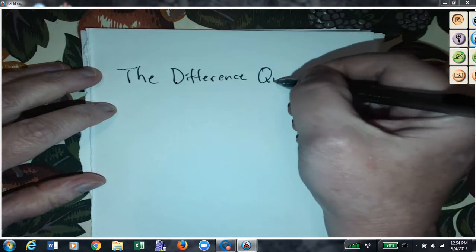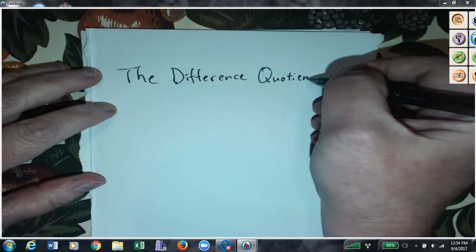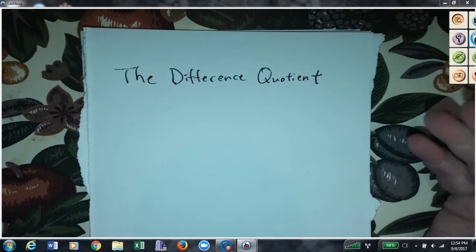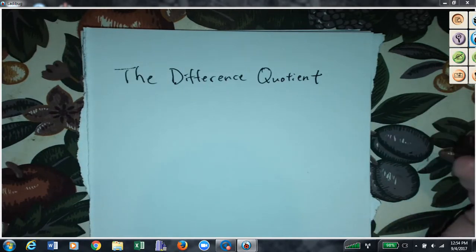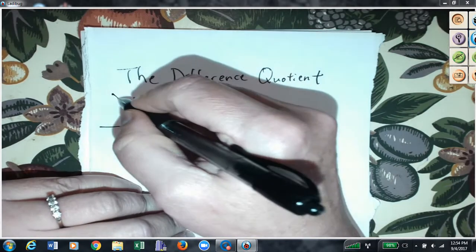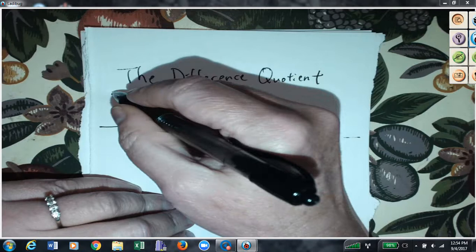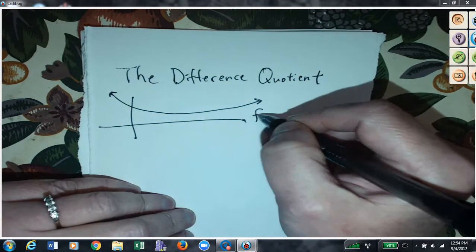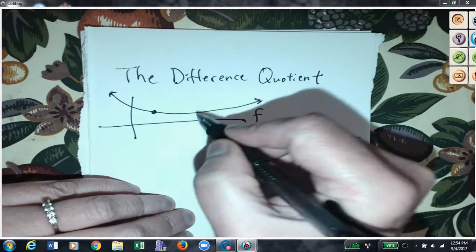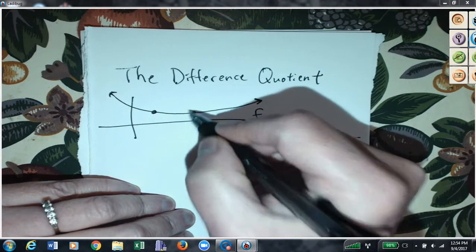So what is the difference quotient? It's a formula. And for UTM, they give you the formula on the final, but you have to know how to manipulate it. So suppose we have a function f. The name of this function is f. And suppose I choose 2 points on this function.